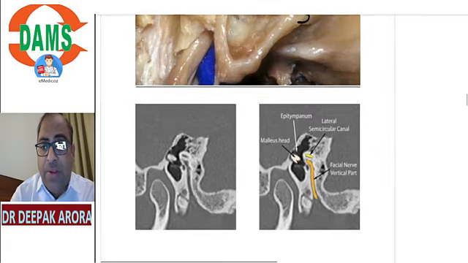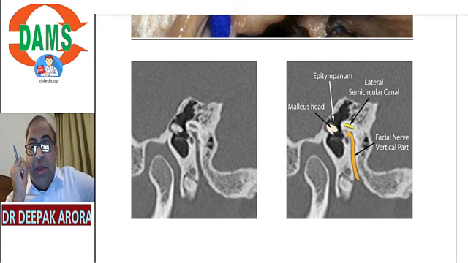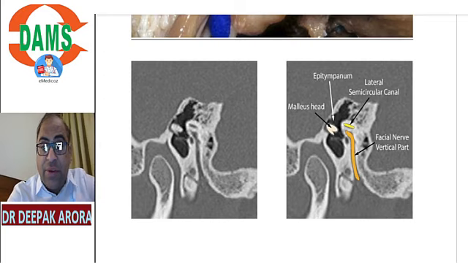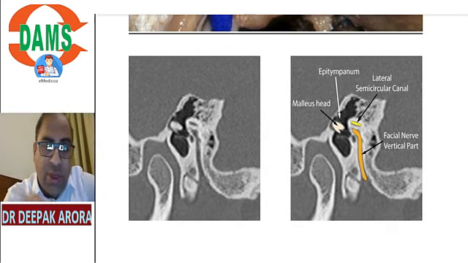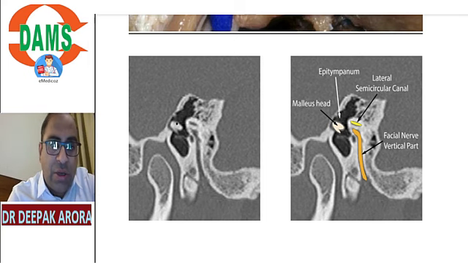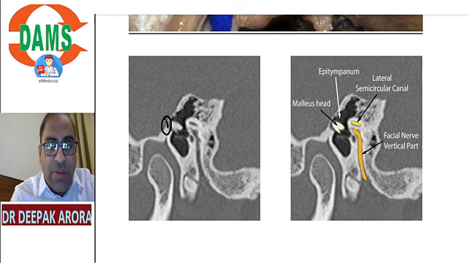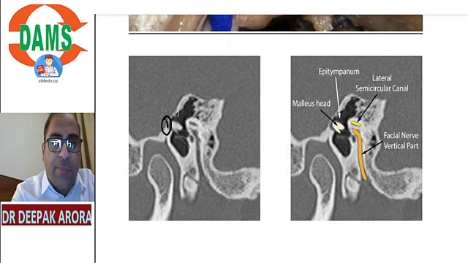Then I'm showing you a nice radiology slide for the middle ear and mastoid. Better just try to learn the structures. Focus your eyes on this area first. This is my ossicle, the malleus head. If number 1 is malleus, what is number 2? Number 2 will definitely be the epitympanum. This area is your epitympanum.